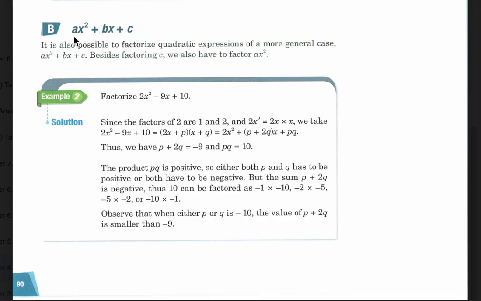So it's going to be a little more complicated. Here's an example right here. Factorize 2x squared minus 9x plus 10.